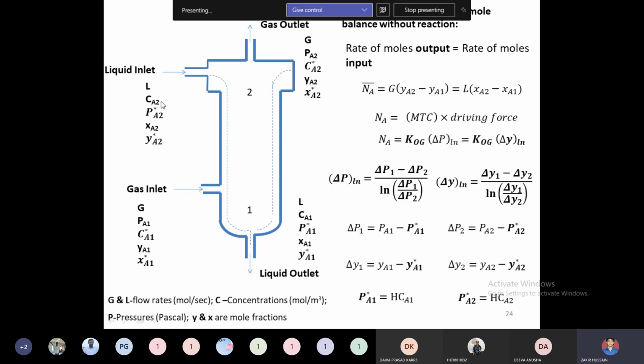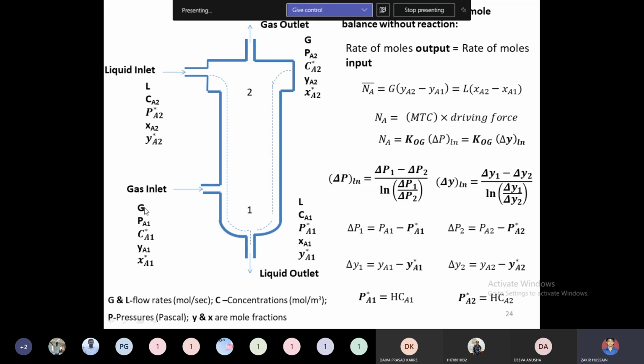So here, the concentration of component A in liquid phase at point 2. If you consider this is point 2 and this is point 1, the inlet point for the gas. Since here the mass transfer is taking place from gas phase to liquid phase, we will consider the inlet point of gas as point 1, so that our variables in the mass balance, the component balance, will be equal to each other.